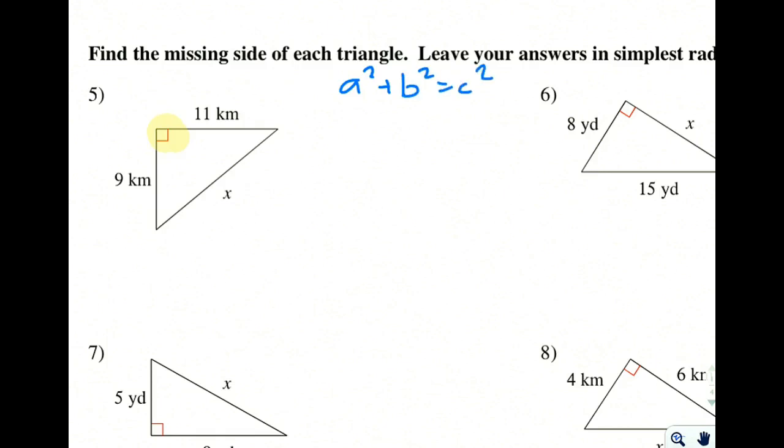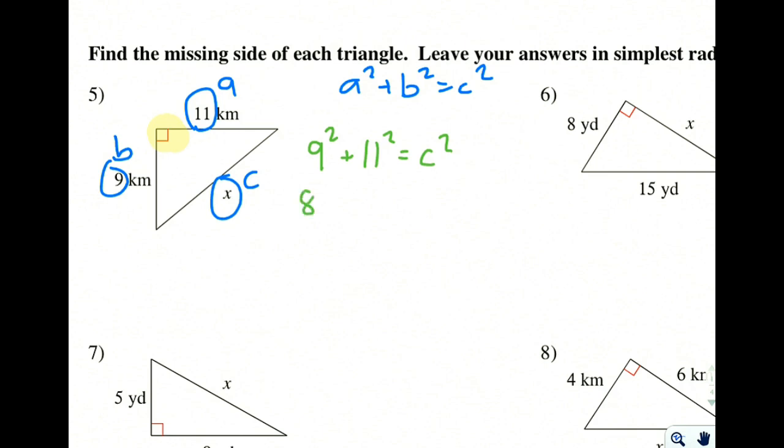So one of our legs is a, one of our legs is b, and our hypotenuse is always going to be the c. So in this first problem here, we want to figure out what x is. We need to make x our c. We need to make one of these our a and one of these our b. So we plug those all into the equation. We get 9 squared plus 11 squared equals c squared.